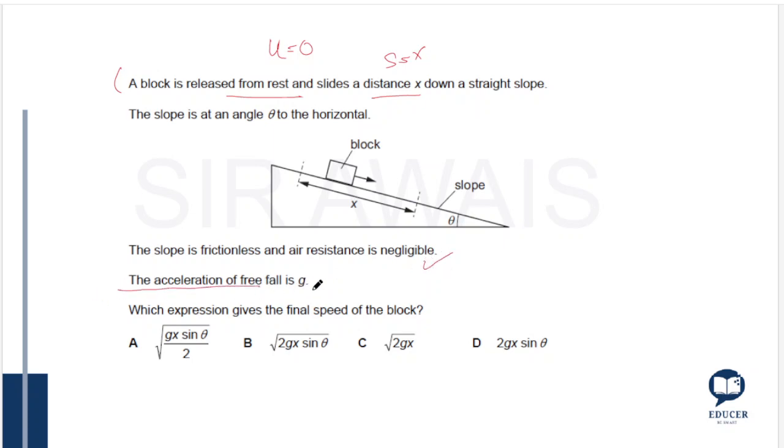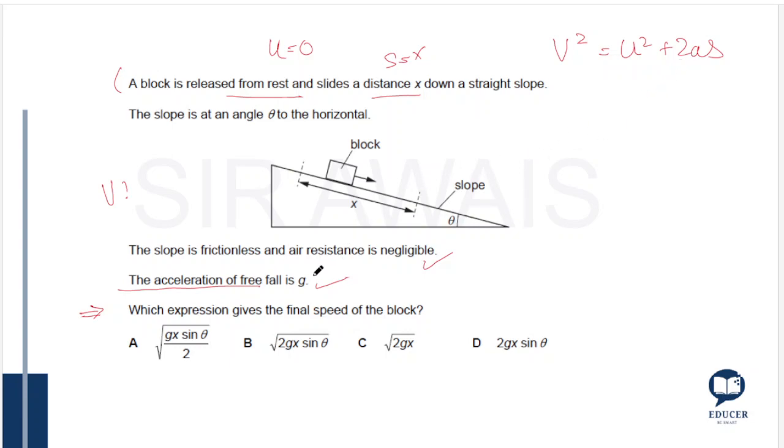The acceleration of free fall is g. Which expression gives the final speed of the block? So we have to calculate the final velocity of this block. Before we do that, we need to know what components are there and what components are missing. I have the initial velocity, the final velocity and the distance, so I can use the equation v squared equals u squared plus 2as. But the problem is I don't have the acceleration.